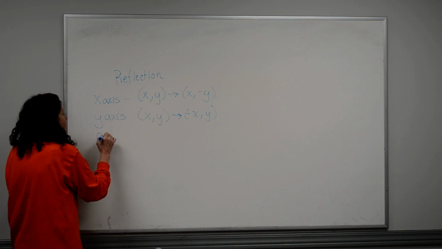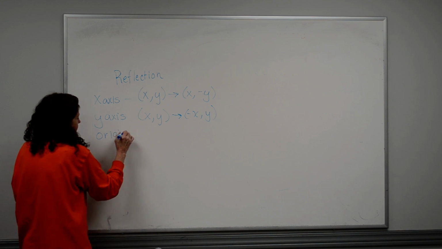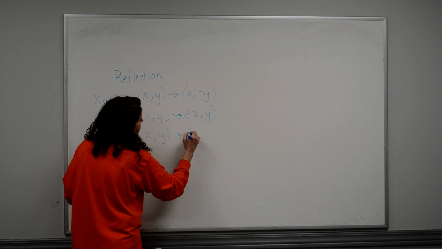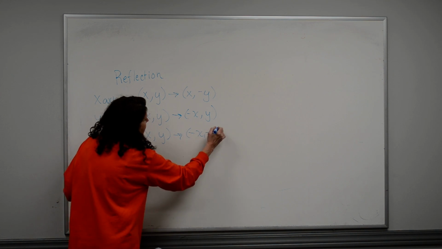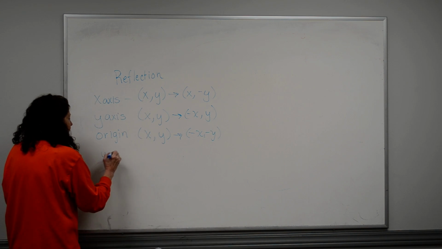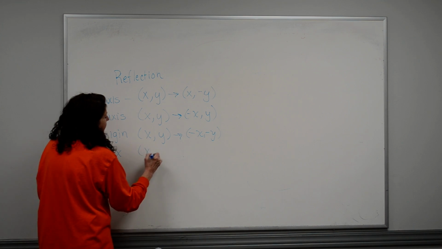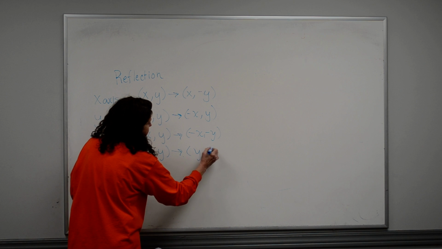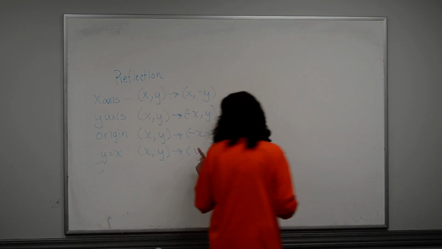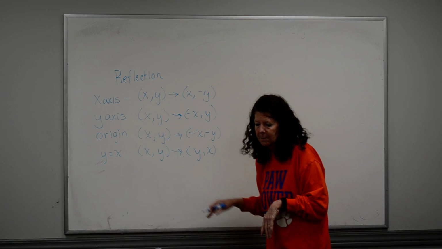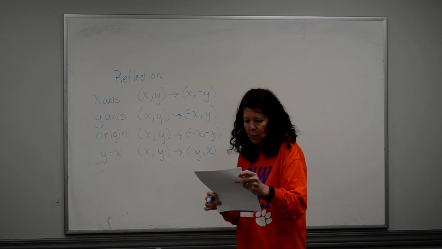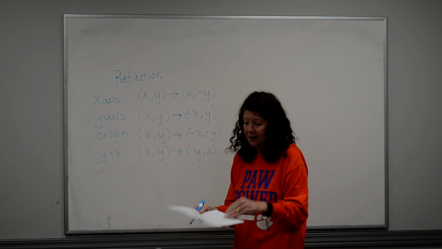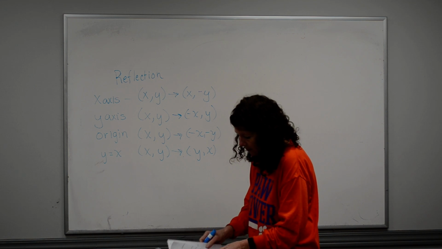If it's over the origin, you take the opposite of both of them. If it's over the y equals x, then the x and the y just switch places. What was the y becomes the x, what was the x becomes the y. If you look on page 1 of your study guide, all of that is laid out for you, and there's an example below it, okay?